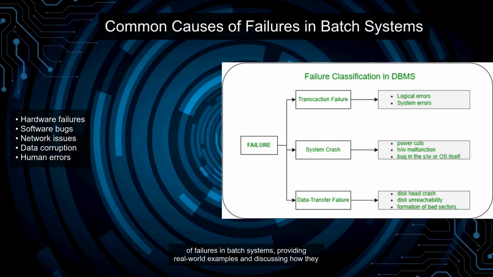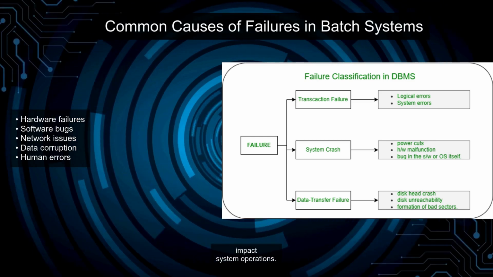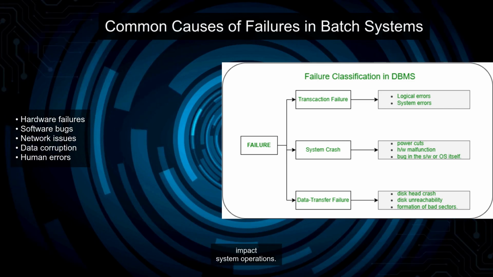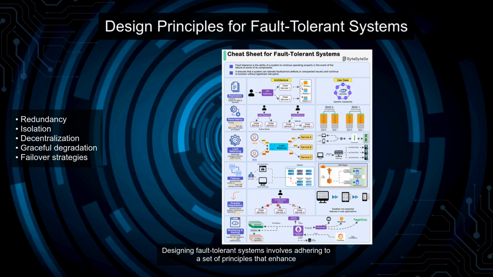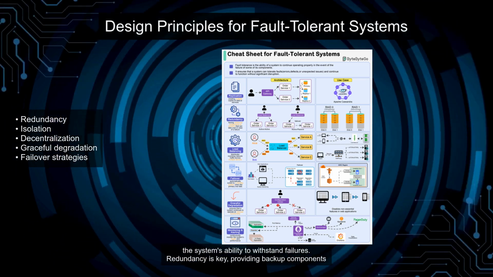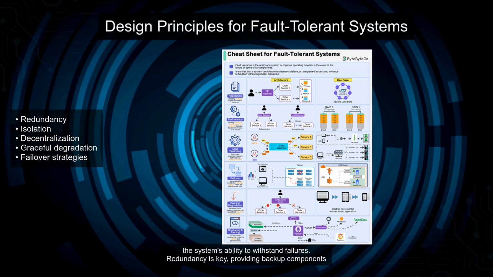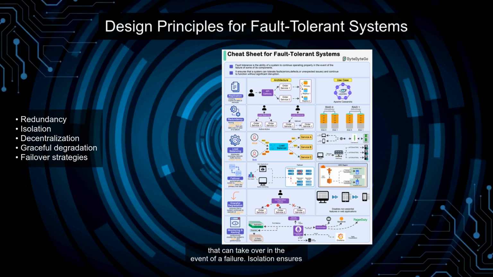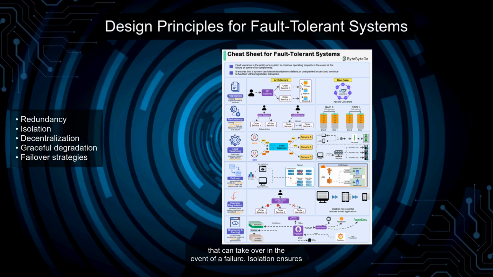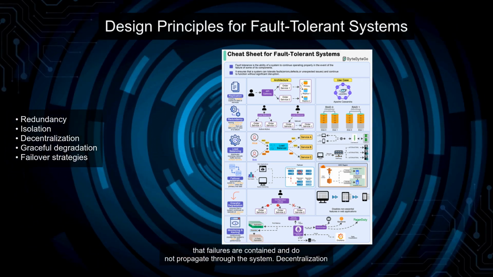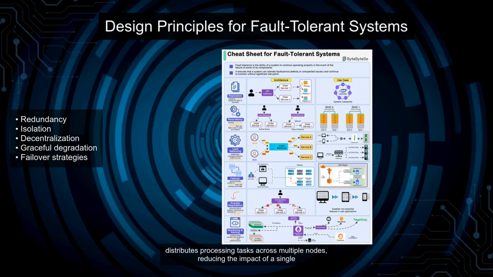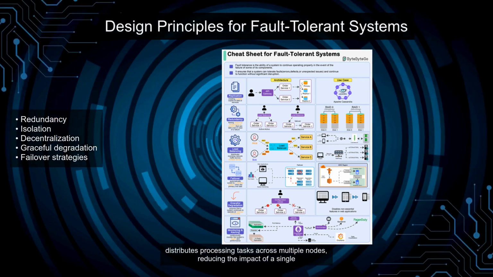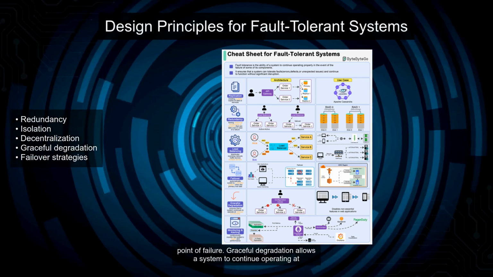This segment will explore these common causes of failures in batch systems, providing real-world examples and discussing how they impact system operations. Designing fault-tolerant systems involves adhering to a set of principles that enhance the system's ability to withstand failures. Redundancy is key, providing backup components that can take over in the event of a failure. Isolation ensures that failures are contained and do not propagate through the system. Decentralization distributes processing tasks across multiple nodes, reducing the impact of a single point of failure.